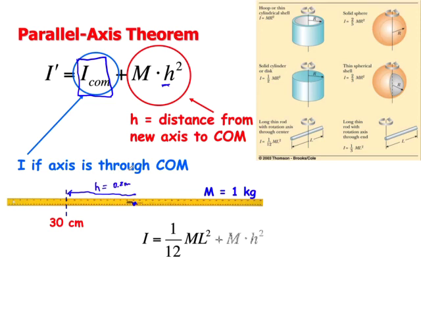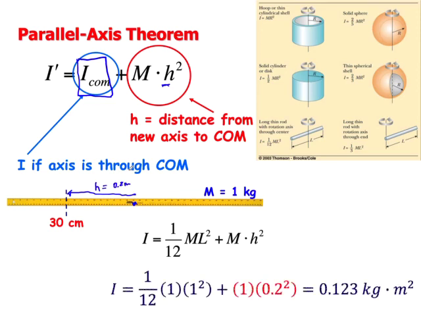So how do you solve this beast? You're just going to take 1/12 ml squared. That's the rotational inertia if it's rotating through its center of mass, and add in its mass times h squared, where h is how far the new pivot point is from the center of mass. It's crazy useful and also crazy powerful. You can calculate that the rotational inertia of this meter stick is now 0.123 kilogram meters squared.